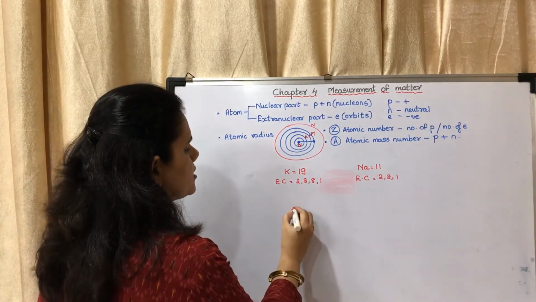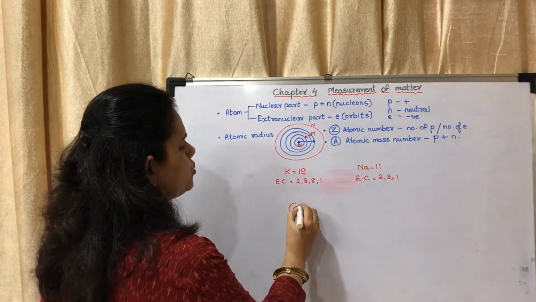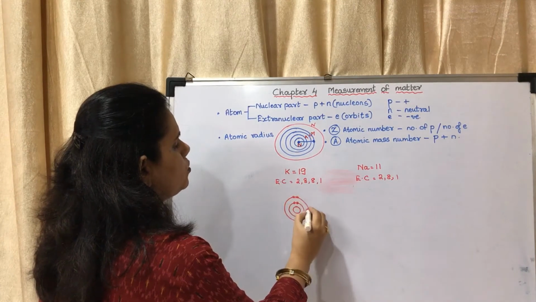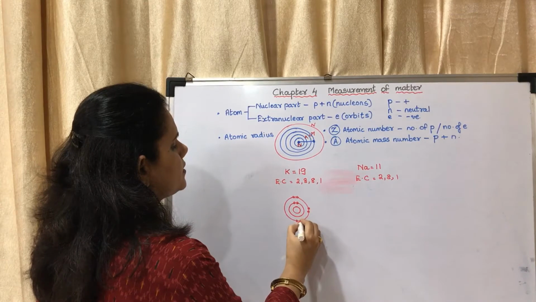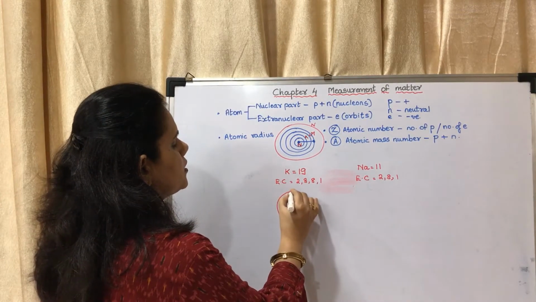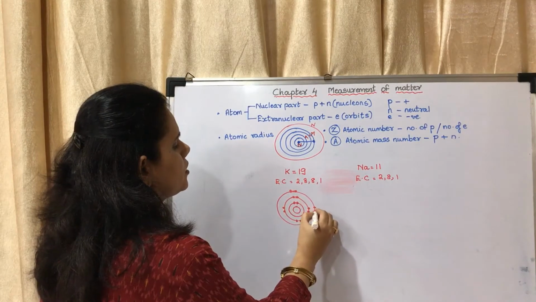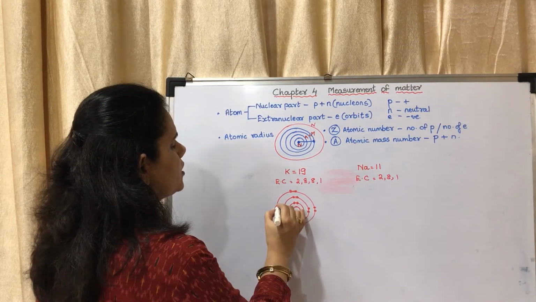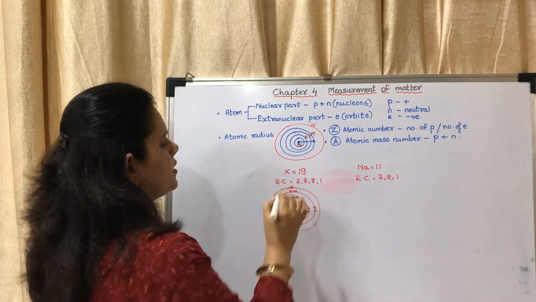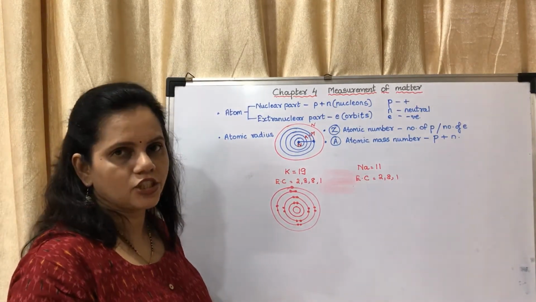Now when you draw this, if this is the nucleus, 2 in the first shell, then next 1 2 3 4 5 6 7 8 in the second shell, third shell also 8, and 1 in the last shell, okay? 1 in the last shell. This is a potassium atom.